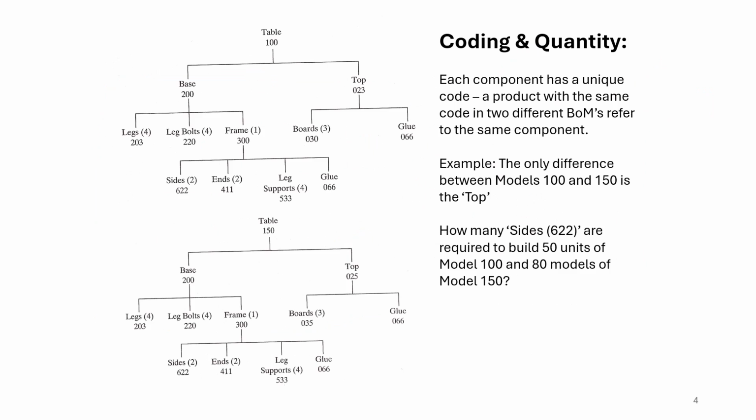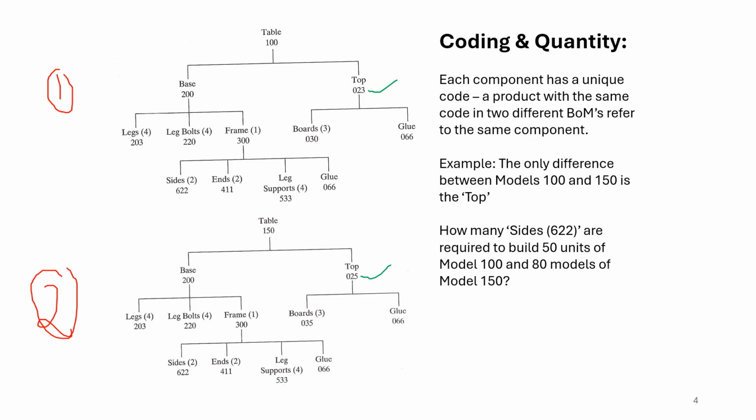So now let's look at component coding in the BOM, and we can illustrate that through this example where we have 2 BOMs, BOM 1 on the top and BOM 2 here below. From a top level perspective, both these BOMs are exactly the same. They are made up of the same parts, the same components, but the only difference lies in the top. So in BOM 1, the top has a code of 023, and over here the top has a code of 025. And why do these 2 tops have different codes?